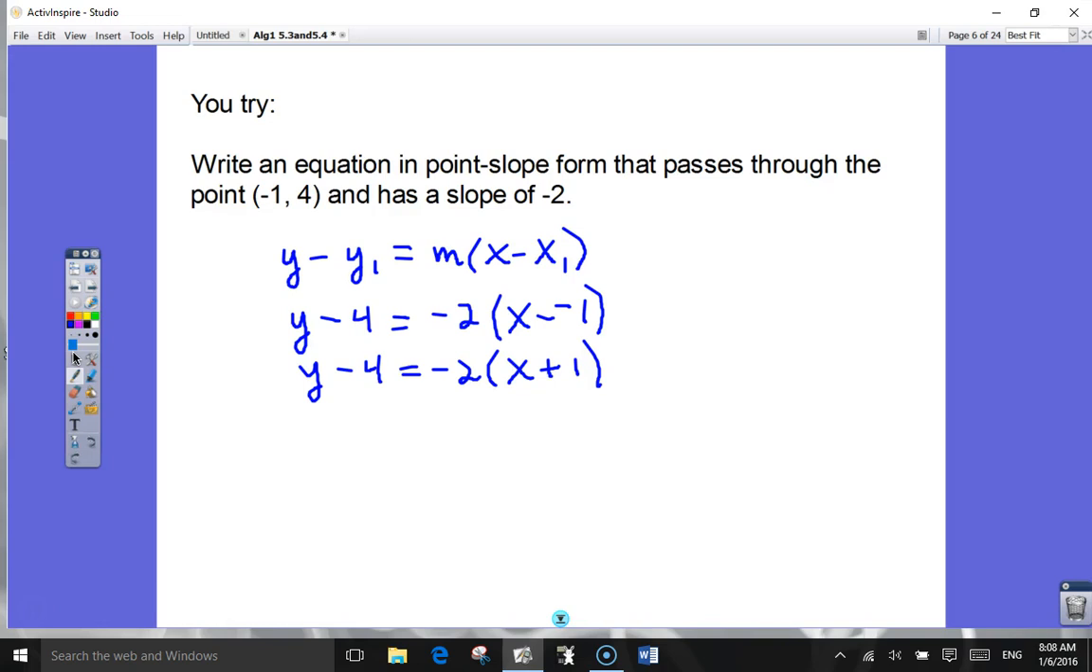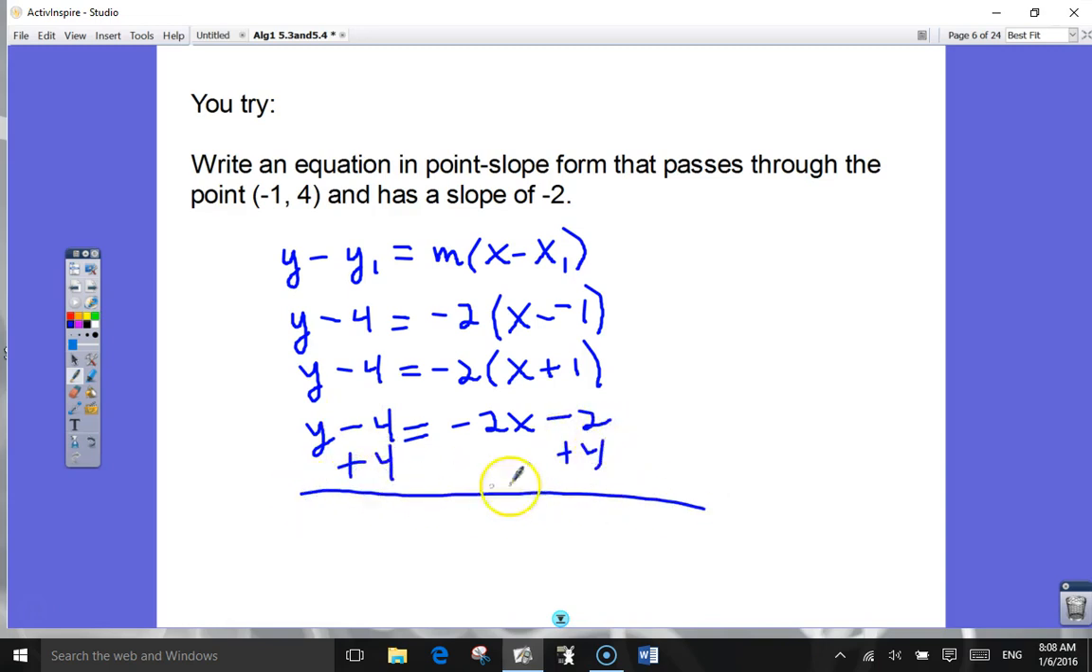Okay, here we go. Y minus 4 is negative 2x minus 2, right? That's distributive property, right? Day 1, algebra 1. And then how do you cancel a minus 4 on the left so that you isolate the y? You add 4. Add 4. So this is y equals negative 2x plus 2, right? Now you can put it in the calculator.